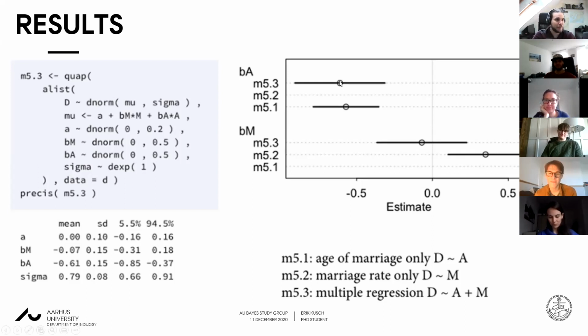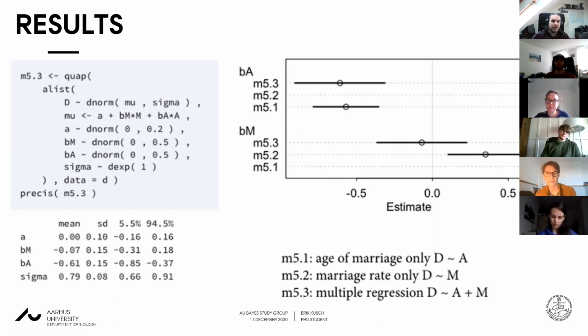So maybe the English speakers can help me out here in the chat, or pipe up if you know the word for this. But basically what we see here, these are the estimates, and I hope you can see my cursor here. In this picture, you can see the estimates of the parameters, so the effect that a certain variable has on the outcome, which is divorce rate.